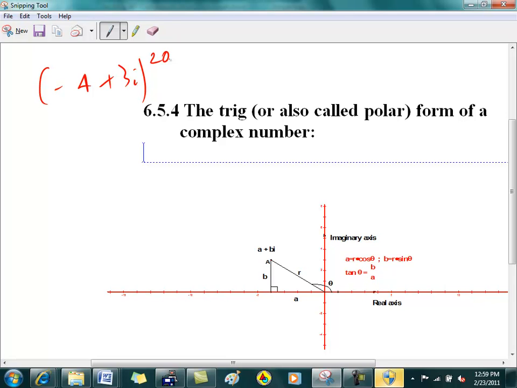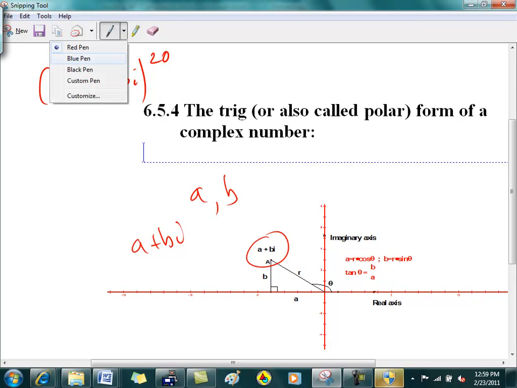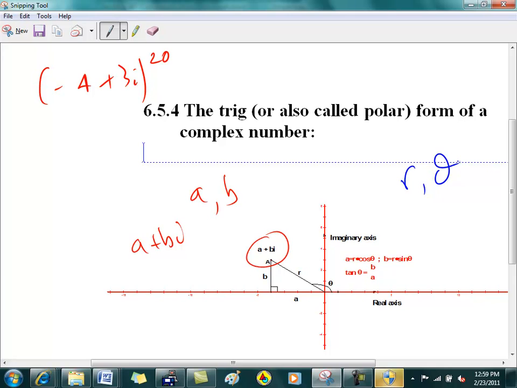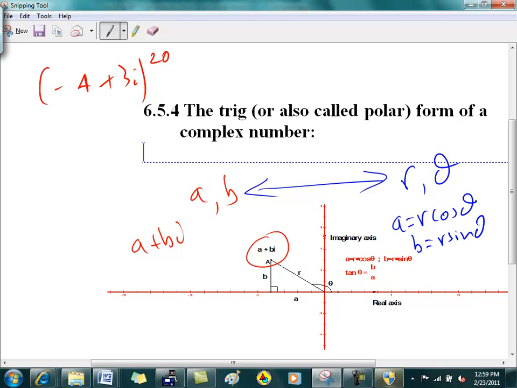For the standard form, the two variables are a and b, as you can see in this form here, a plus bi. That's called the standard form. For the trig form, you've got two different variables, r and theta. Since they represent the same complex number, obviously there's got to be a connection between these two things. The connection is a equals r cosine theta, b equals r sine theta, and tangent theta is equal to b over a.